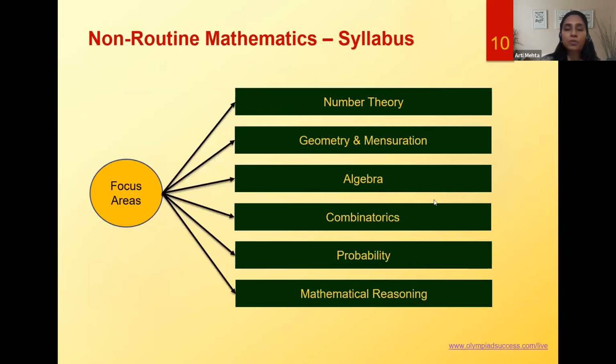Coming up to the syllabus, the syllabus link is there in the chat section. I will be sharing that once again. I'll just give you an outline of what all we would be covering. There would be number theory, geometry and mensuration, algebra, combinatorics, probability, and mathematical reasoning.